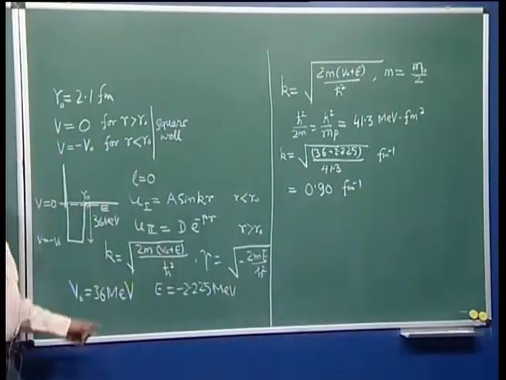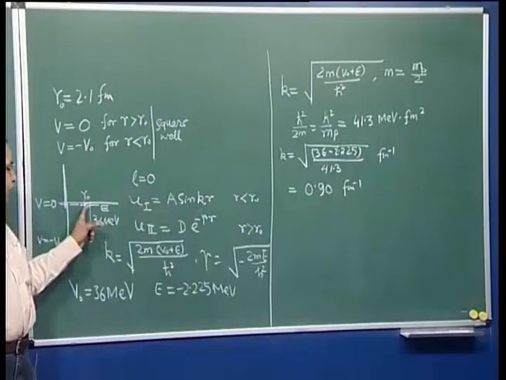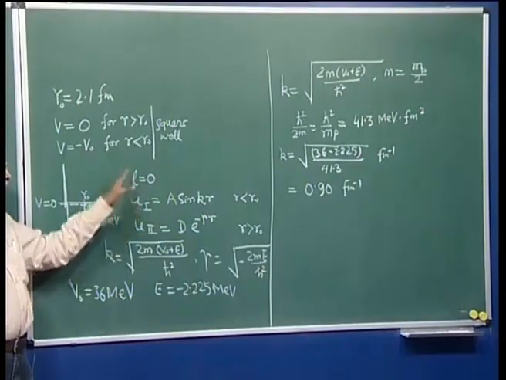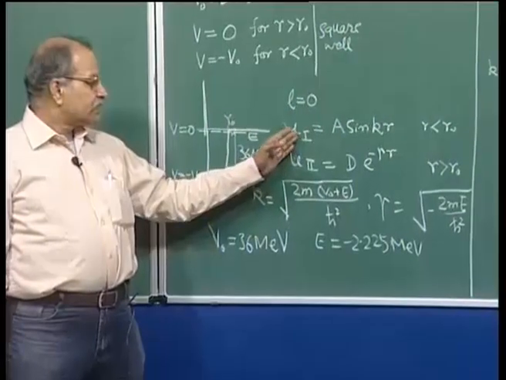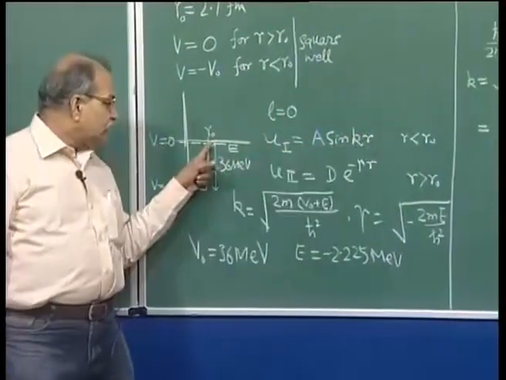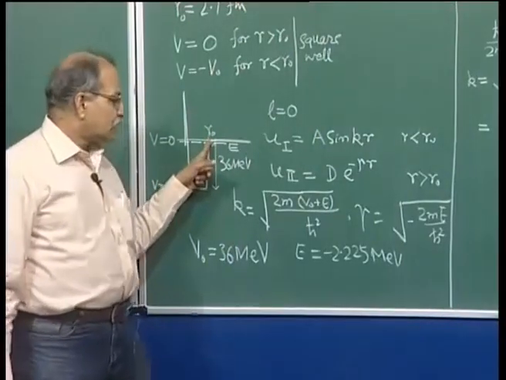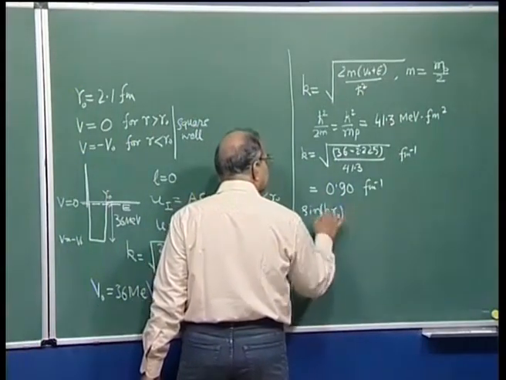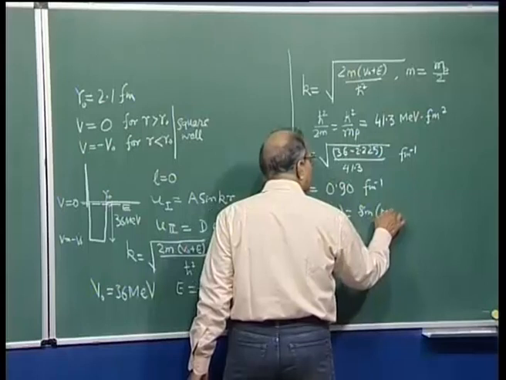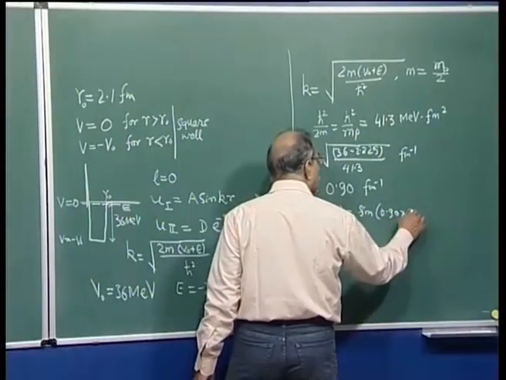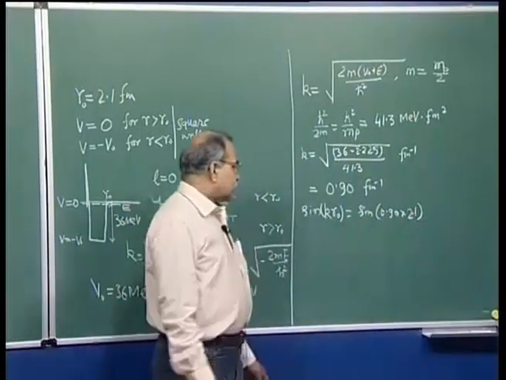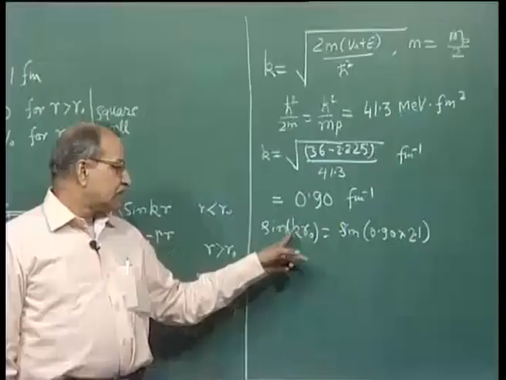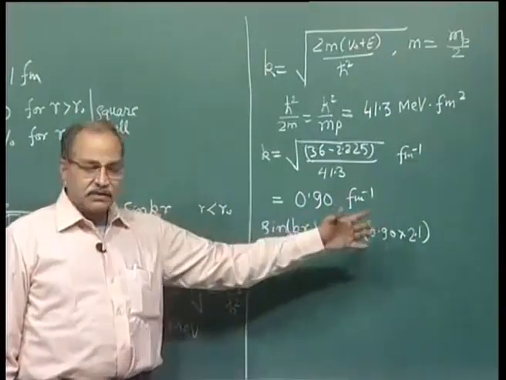Okay. So, let us calculate the sine of Kr at the edge of this well, right. Inside, the wave function is u divided by r, but let us calculate this u. U is a sin Kr. So, at the edge of this well, r equal to r naught, how much is that sin Kr naught? This is sine of 0.9 into 2.1. Femtometer and femtometer inverse cancel out, k is 0.90 femtometer inverse and r naught is 2.1 femtometers. So, it is just sine of this.